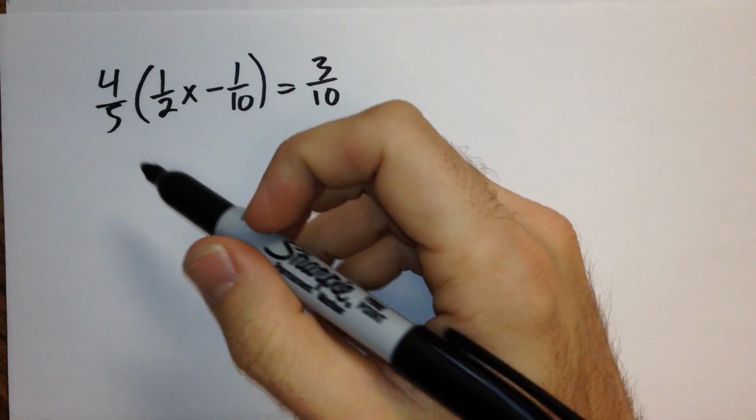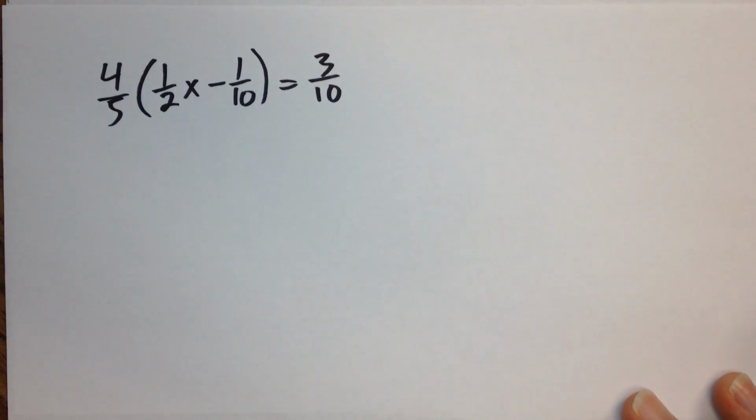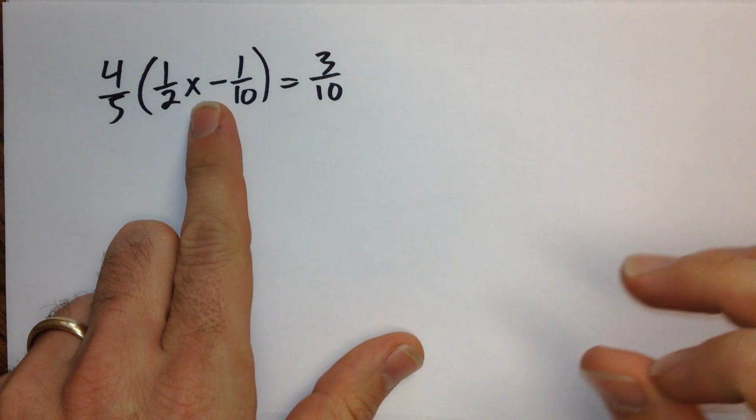Welcome. Now we're working on the problem 4/5 times (1/2 x minus 1/10) is equal to 3/10. Our goal is to find out what number x should be.